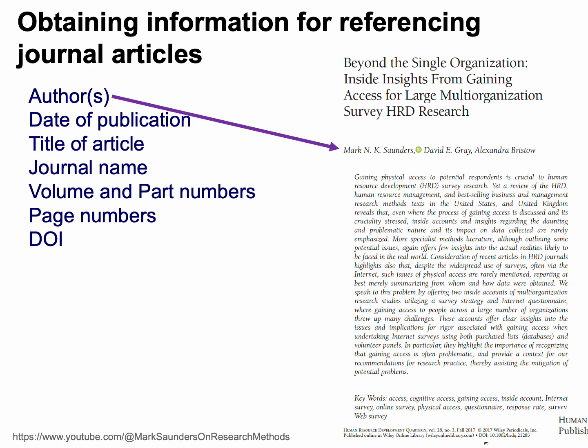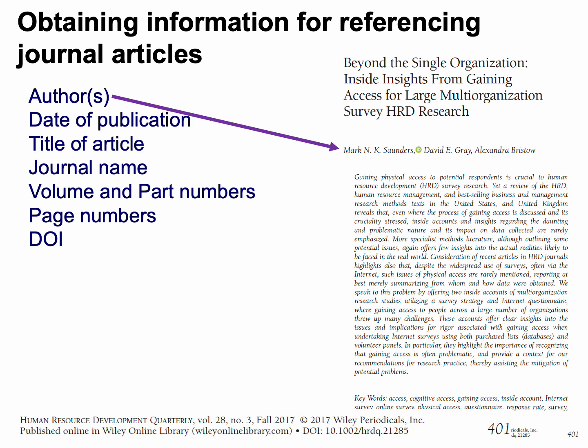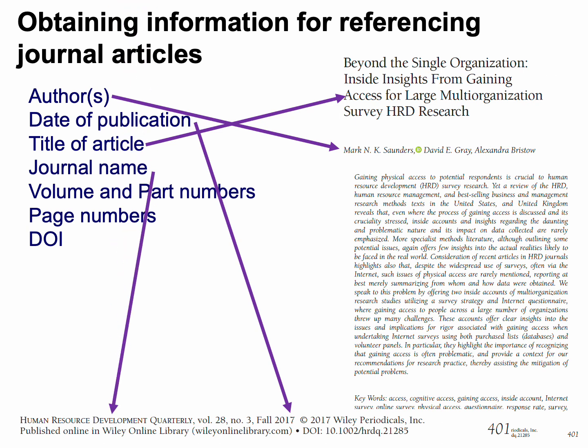The date of publication varies from where it would be, but let's have a look at the detail that's at the bottom, which I've just enlarged. And here we can see that the date of publication is given there, and it's actually fall or autumn 2017. Title of the article is pretty obvious, it normally comes at the beginning. The journal name is normally at the bottom of each page, and here we can see it's Human Resource Development Quarterly. Volume and part numbers in this case are given at the bottom of the page, and we can see there volume 23, part number 3.